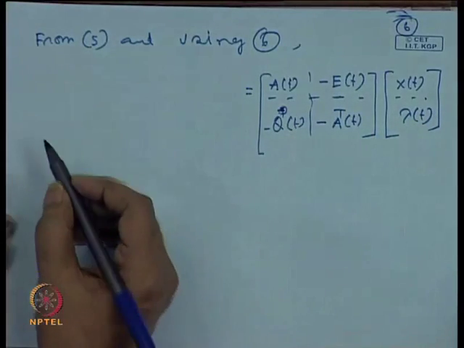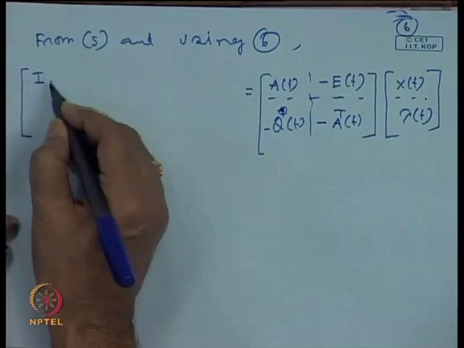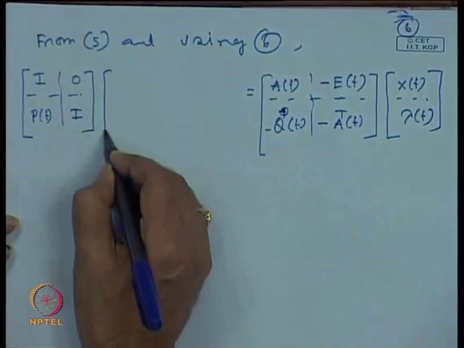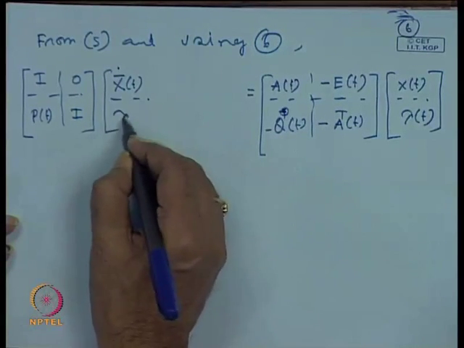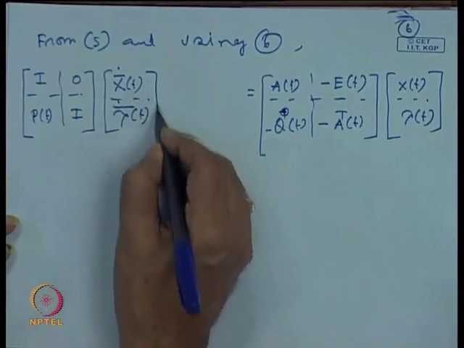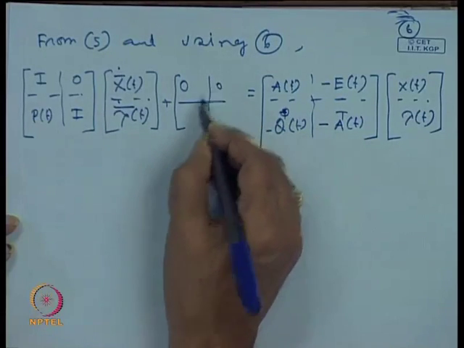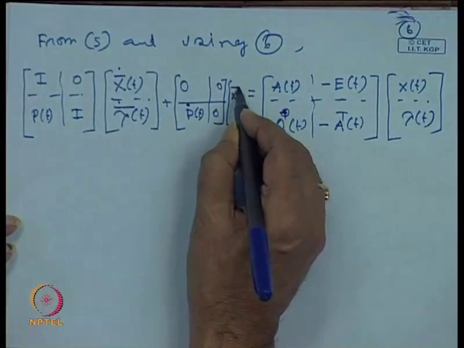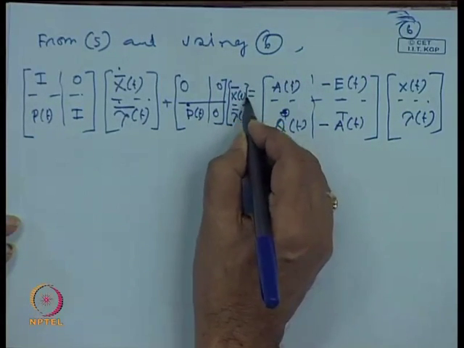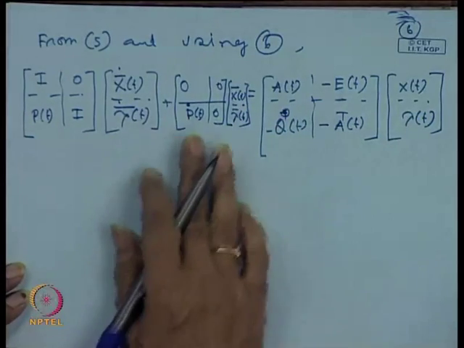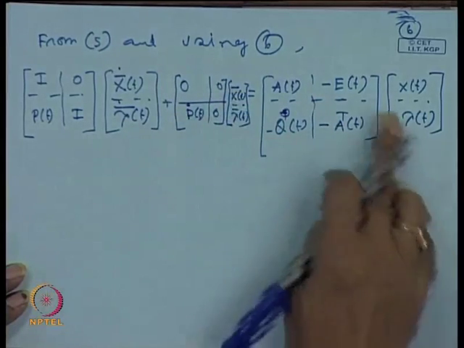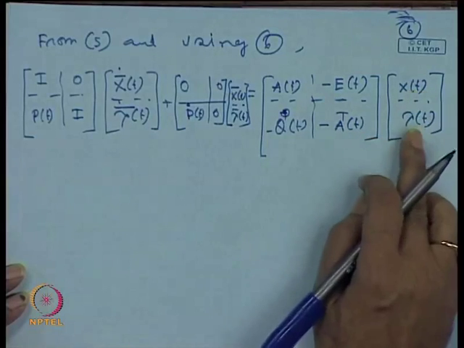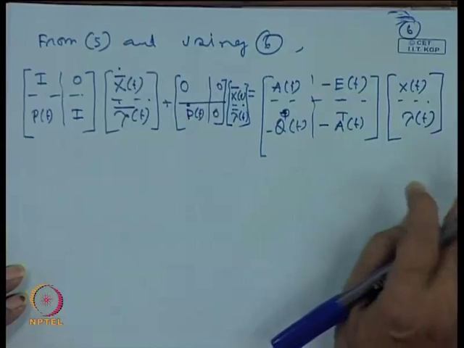This is the right hand side I have written, and the left hand side will be as it is, as you have seen: I, 0, p of t, I, then x bar dot of t, lambda bar dot of t, plus 0, p dot of t and 0, multiplied by x bar of t, lambda bar of t, and this I have written. So, after simplification, you bring this part to the right hand side, and x of t, lambda of t you replace by the transformation matrix, that is how x of t, lambda of t are related to x bar of t, lambda bar of t, that we know from this expression.